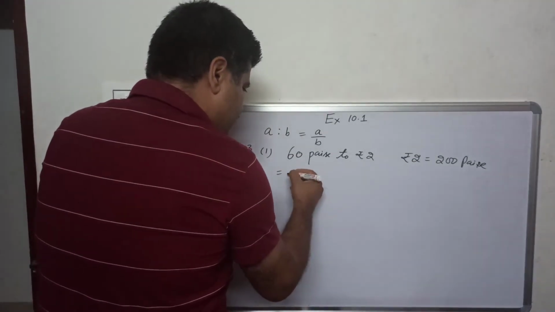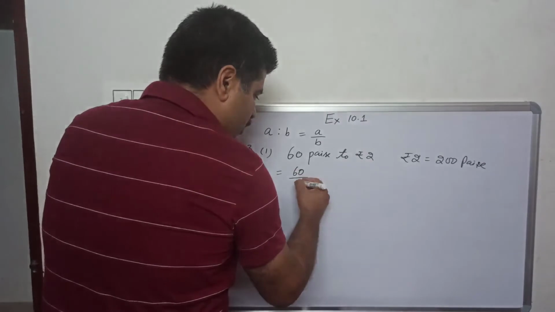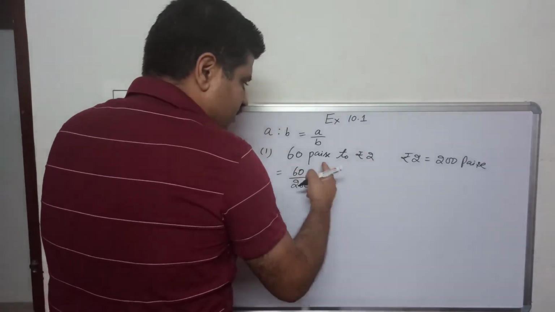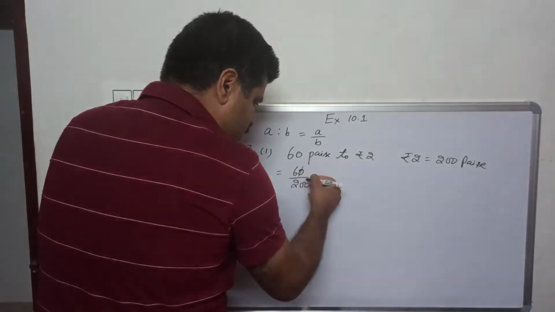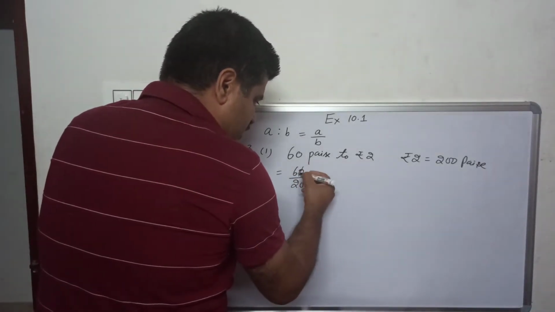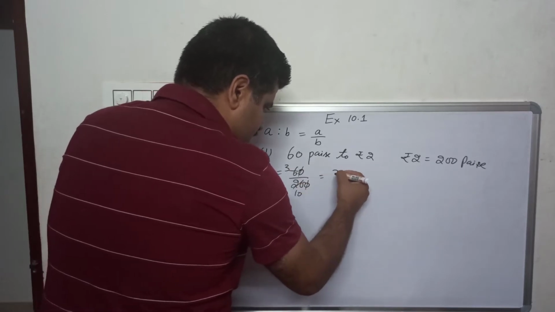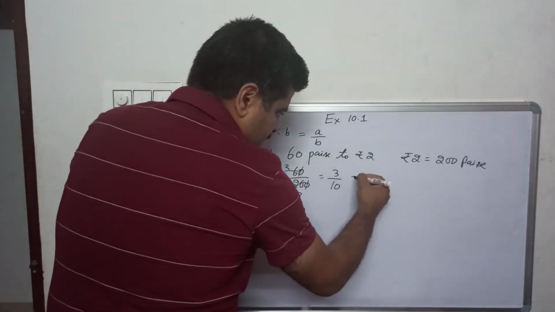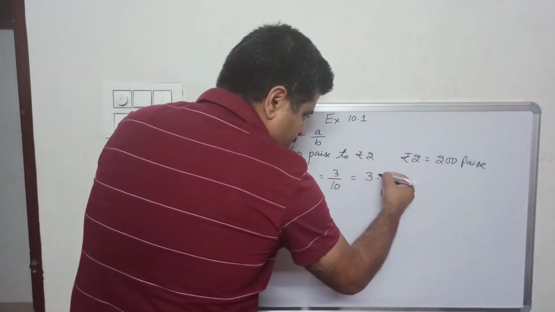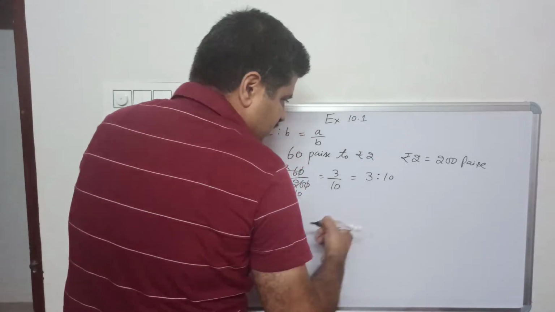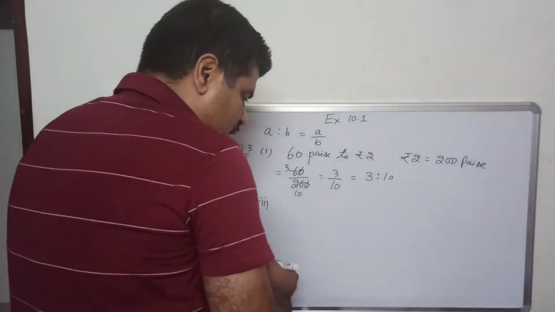So which can be written as now 60 upon 200. 60 paisa to rupees 2 will be 60 upon 200. Cut 0 and 0. Cut 6 and 20 by 2. So we will get here 3 and we will get here 10. So it is coming out to be 3 upon 10, and if you write it in terms of ratio, then it will be 3:10.